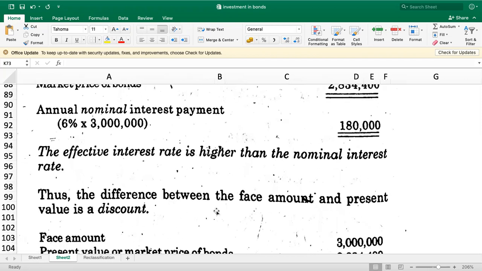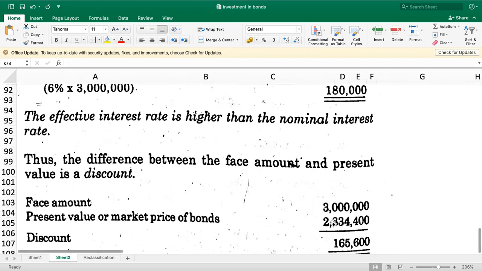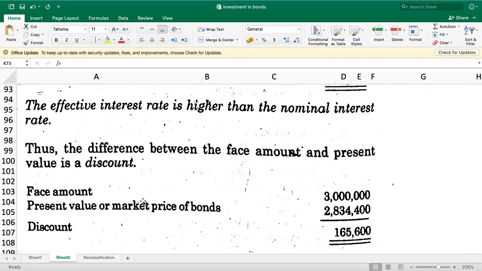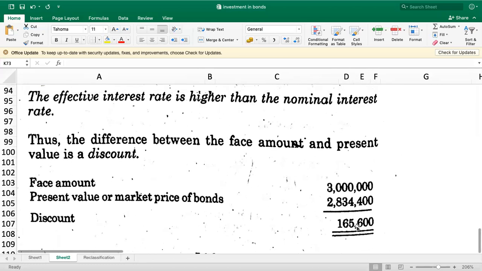So take note, the effective interest rate is higher than the nominal interest rate. Thus, the difference between the face amount and the present value is a discount. So ito yun, di ba? So let's now compare the face amount and the present value or the market price of the bonds. So you have a difference of discount on the part of the investor. This is gain on the part of the investor. Why? Ito yung binayaran niya, but ito yung value ng bonds na pinurchase niya. Okay, so di ba our entry here, if at amortized cost, that's investment in bonds, credit cash, that is 2,834,400. This is now the initial measurement.